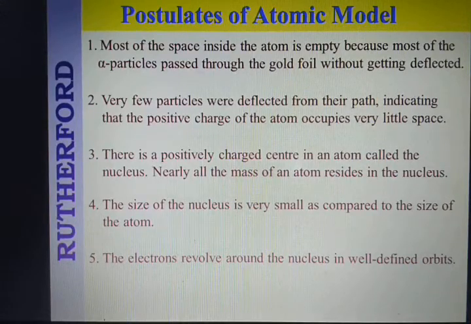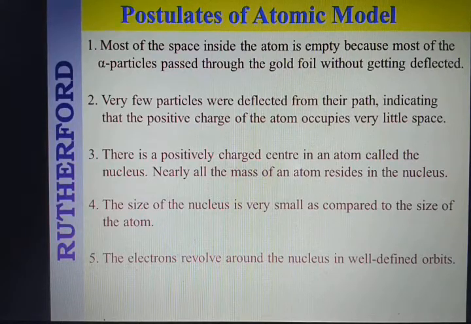So let's discuss once again. The first: most of the space inside the atom is empty, since most of the alpha particles pass through the gold foil. The second: very few particles got deflected, indicating that the center part has a positive charge, occupying very little space. The center part contains the nucleus, a very small thing. And the fourth is that the size of the nucleus is very small in comparison to the size of the atom. And electrons revolve around the nucleus in well-defined orbits.